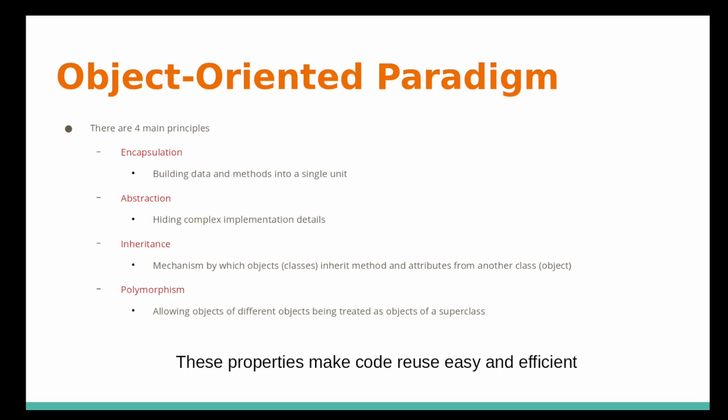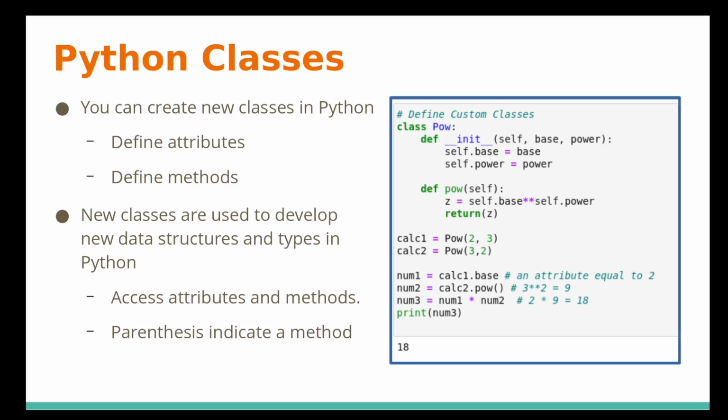All of these are guided to make your code reuse easy and efficient as possible, which is why object-oriented programming is widely used in libraries, because the idea of libraries is to create functions, methods that are easy to reuse without having to go into technical details.